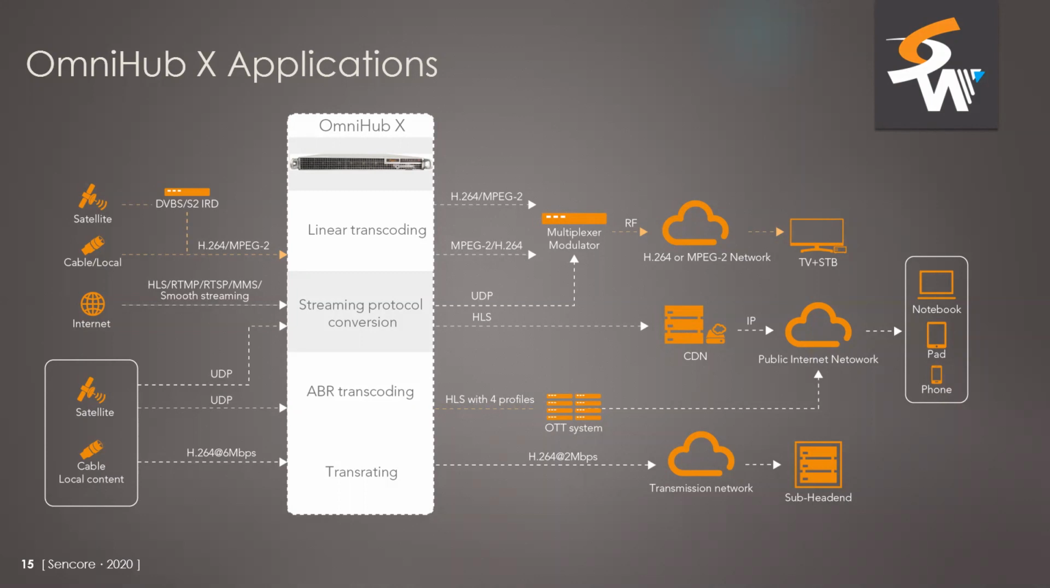OmniHub X can also be used for the OTT environment. With the possibility to create multi-profile ABR streams, OmniHub X software can perfectly fit into OTT systems. And the last application, I think the simplest one, is just video distribution with lowering the bandwidth, so transfer rating. So no codec change, no resolution change, just squeezing the bitrate to get the ability to place more services inside one RF channel, or to transport a stream over the IP network with lower bandwidth.